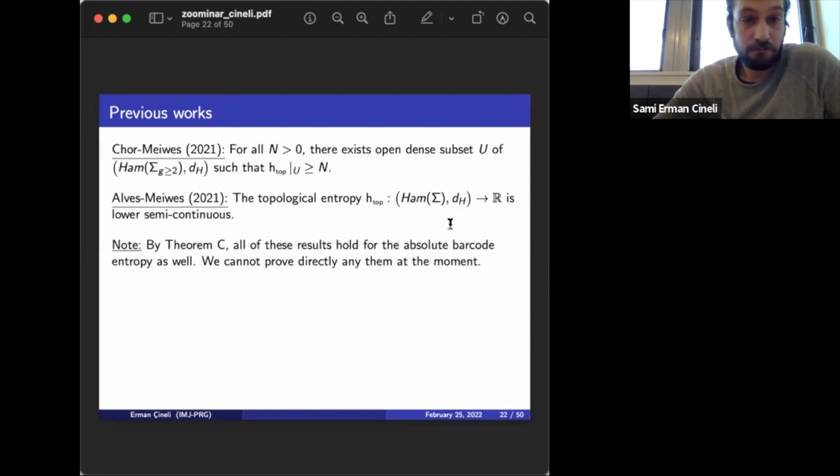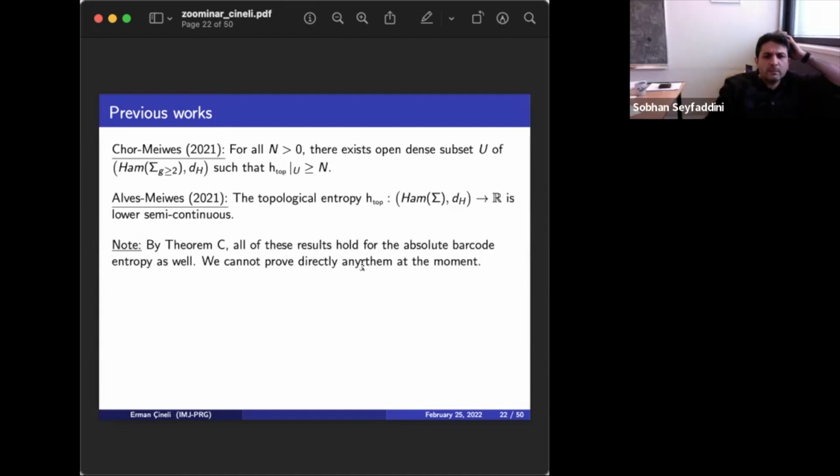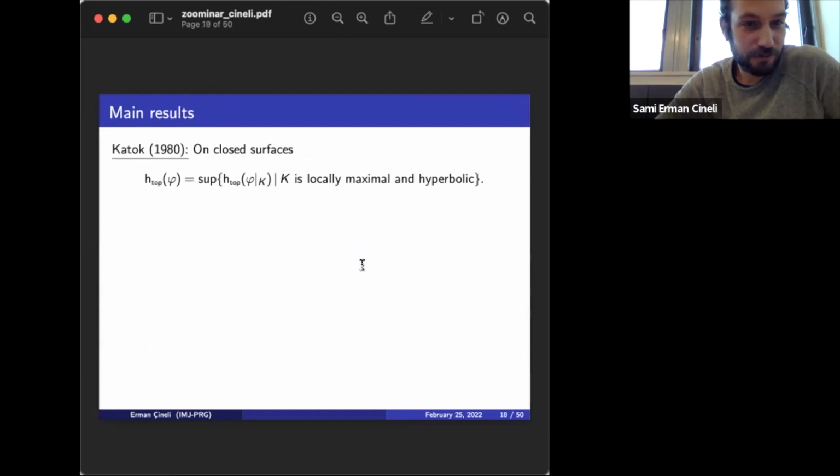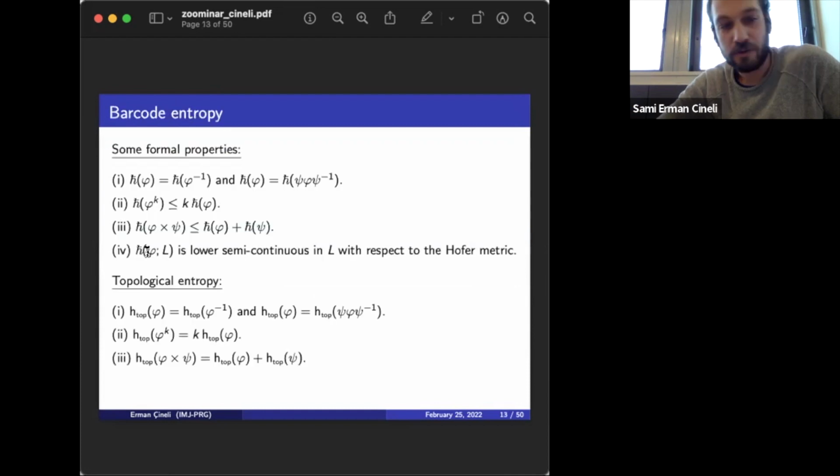So I repeat this here. All of these results hold for barcode entropy as well, but we cannot recover them at the moment. But you said something about the lower semi-continuity of barcode entropy, so that does not imply the Alves-Meiss theorem? No, let me go. You just said there. So this is for relative barcode entropy, and it is in the Lagrangian, not in the Hamiltonian, not on the diffeomorphism. This is lower semi-continuous in the Lagrangian.